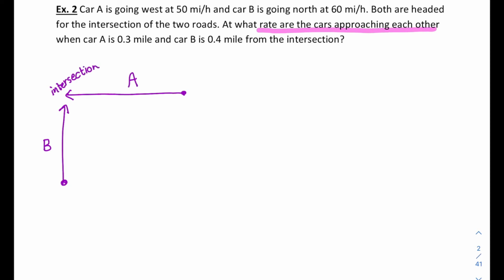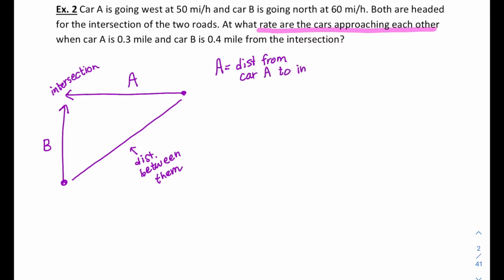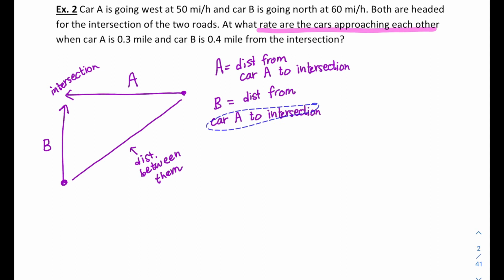So it helps if you draw a picture. So I've got my two cars approaching the intersection. The hypotenuse of that right triangle is the distance between my two cars, because distance is always the shortest path measured between two points. So let's write down what some of these things stand for. So A in my picture stands for the distance from car A to the intersection. B is similarly the distance from car B's current location to the intersection. And then C is going to be the distance between them.